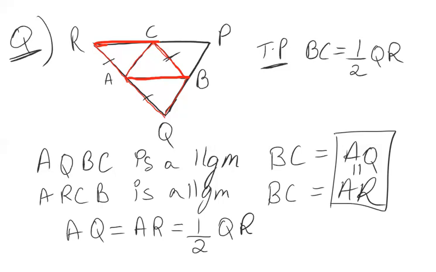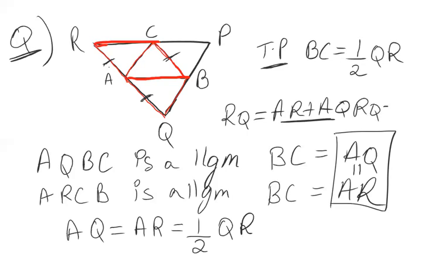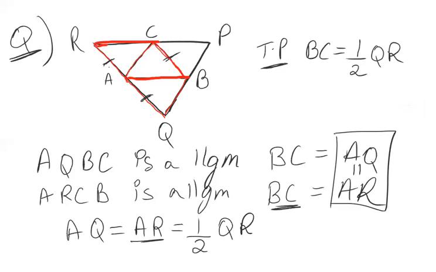Because if you see AR and AQ are equal, and RQ is composed of AR plus AQ, and since these two are equal, I can also say that RQ is equal to 2AR. And if I take the 2 there, AR is equal to half QR. That's how I proved it, if you are wondering. Okay. And since I proved that, and I know that AR is equal to BC, so I just put BC over here, and I get BC is equal to half of QR.